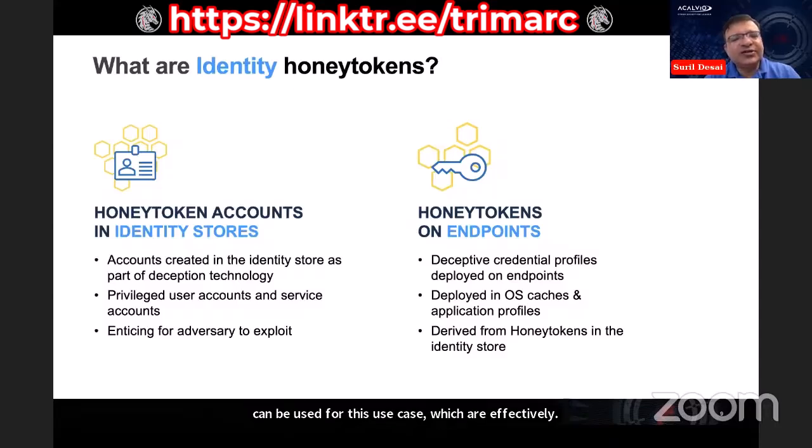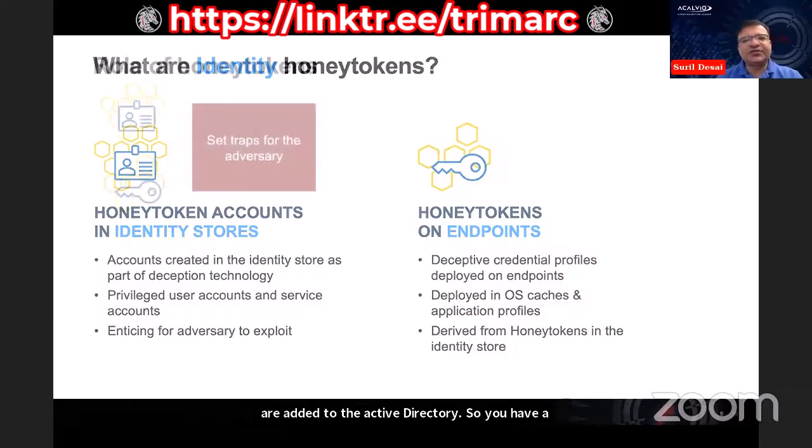You can create accounts in the Active Directory, and these accounts could be privileged service accounts or user accounts. You have to make them enticing for the adversary to exploit. I'll talk about that in a few minutes. And then there are correspondingly honey tokens added on the endpoints, which are the deceptive credential profiles deployed in the OS caches and the application caches. These are derived from the honey token accounts which are added to the Active Directory. So you have a two-part combination of placing deceptions.